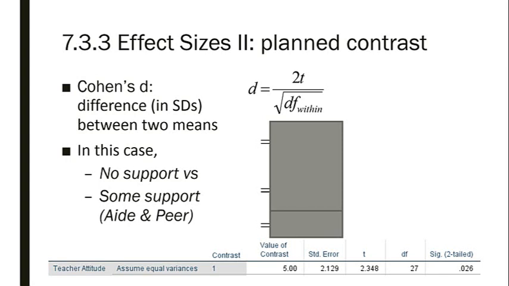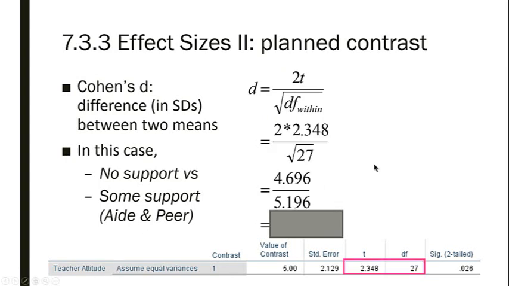Now, when we take this formula here, 2t divided by the square root of the within degrees of freedom, what we get is 2 times 2.348 divided by the square root of 27, which gives us a Cohen's d of 0.903. That is close enough to what I get from combining the aid and peer groups into one some support group that I'm satisfied that I'm doing the same thing.